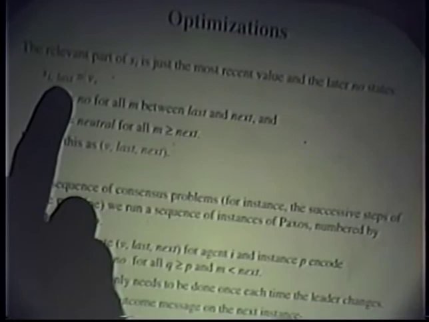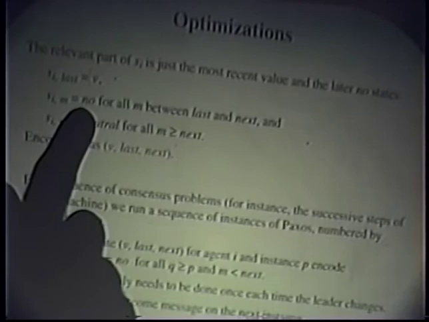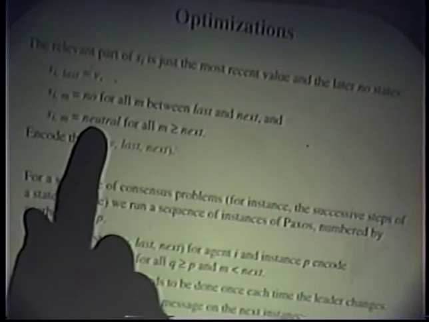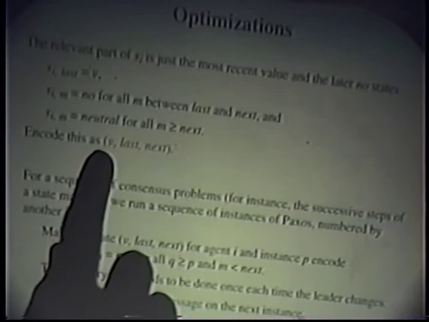It's a little bit expensive because we were remembering all those old votes and shipping all those old values, all those old states of the agents, around. That was a lot of stuff. But we don't actually have to remember all that stuff. If you look closely, you'll see that the relevant part of agent I's state is just the most recent value that he accepted and the later no states. So if we have some round last with the property that agent I chose V in round last, and agent I chose no for all the rounds between last and some other round next, and agent I is still neutral for all rounds bigger than next, then that's all we need to know. We can code this information up as simply the value V and the values of last and next. And that's all you really need to report. So it's just three numbers.